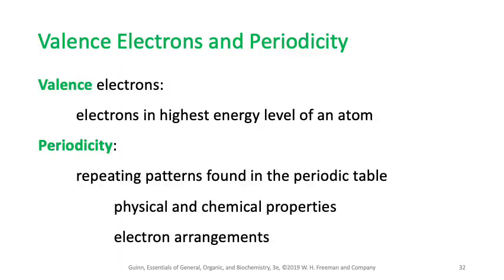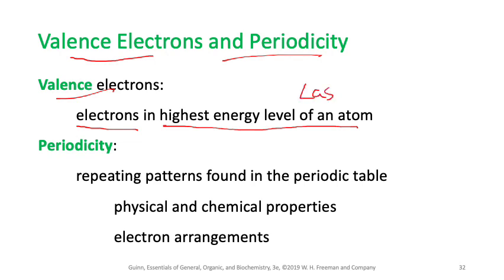Okay. So now let's talk about valence electrons and periodicity. What are valence electrons? Valence electrons are those electrons that are present in the highest energy level of an atom, or you can say those electrons that are revolving in the last energy level of that particular atom. For example, if I have lithium, how many electrons does lithium have? 3 electrons, because it has an atomic number of 3.